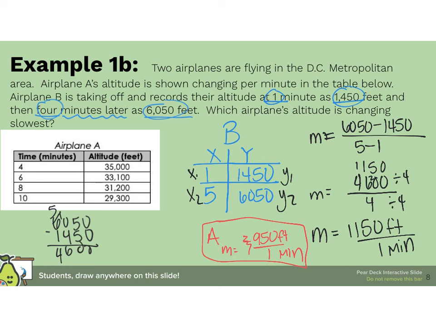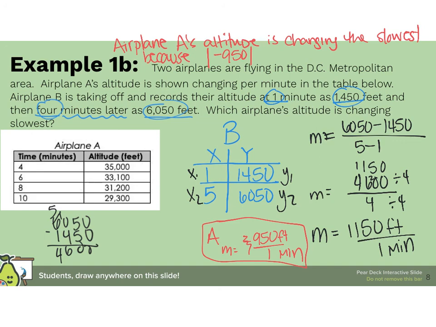So I'm going to type that answer. Well, you're going to type, I'm going to write. So airplane A's altitude is changing the slowest because the absolute value of negative 950 is less than the absolute value of 1,150. So they want it slower, so that means less than, not greater than. That's it. Now you're going to have 3 practice problems to try on your own before the exit ticket.